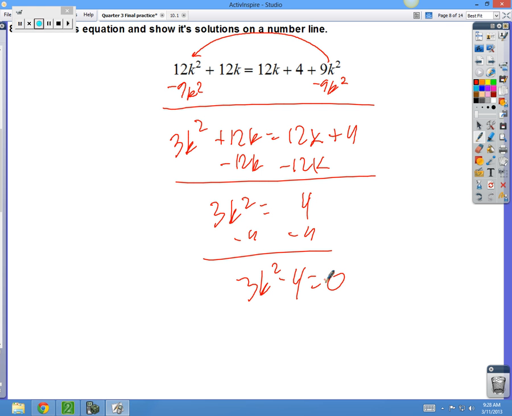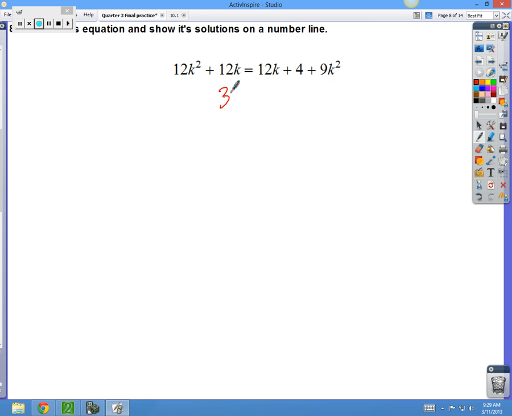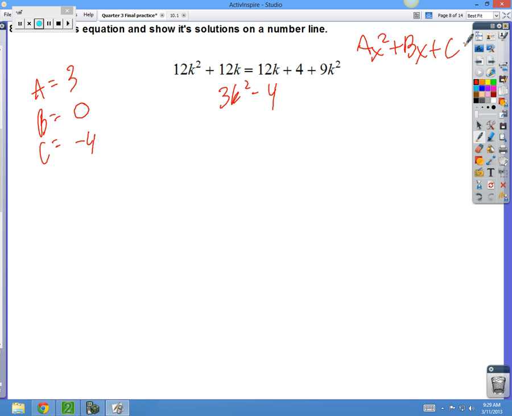Let me erase. Can I erase all that? Can you factor that one? Or are we going to have to go quadratic formula? There's what I got. 3k squared minus 4. I'm going to go quadratic formula. A, B, and C. What's A? A is 3. What's B? There's not a B. B is 0. C. So A, x squared, B, x, C. A is the number in front of the square. B is the number in front of the x, but there's not one, so that's why we put it as 0. But C is just a number by itself.